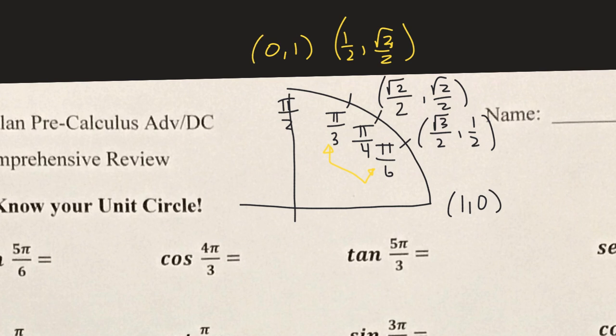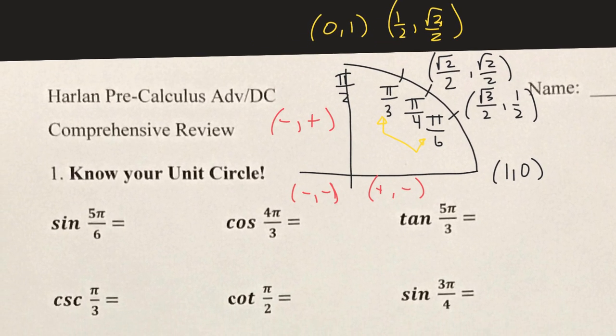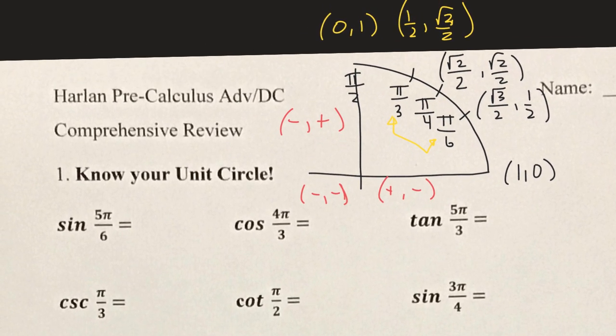And on the second quadrant, the x's are negative and the y's are positive. In the third quadrant, everything is negative. And in the fourth quadrant, the x values are positive and the y values are negative. Okay, so hopefully you have that. There might be a unit circle on your piece of paper to look at.